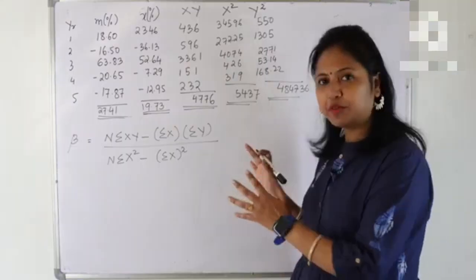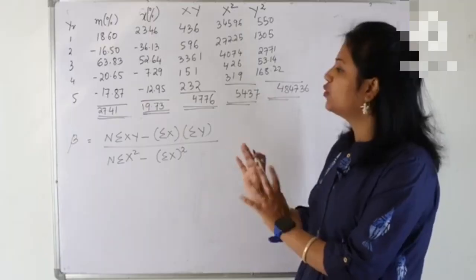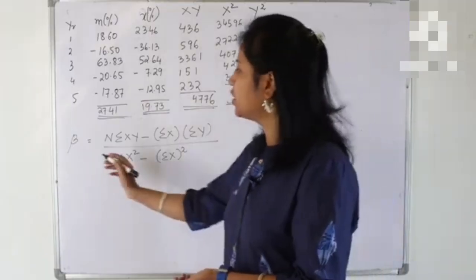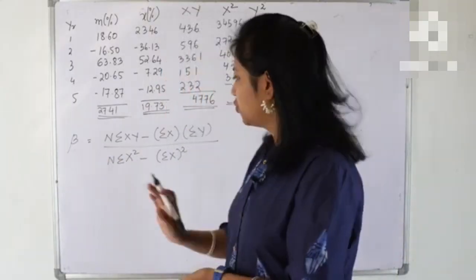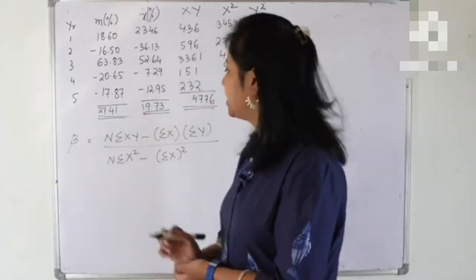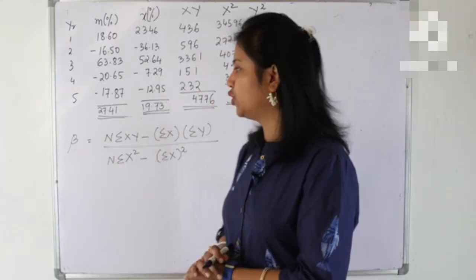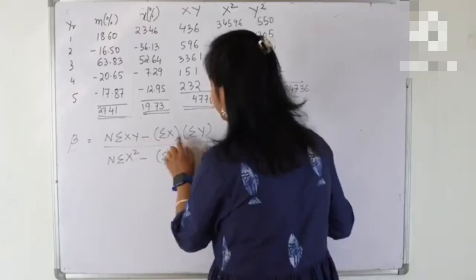So this is the problem in front of us, the same problem. Now we will use the regression method, and here you see you have the beta value to find out. This is the formula which I have already told you. Now you see it is x, y, x, x, x.